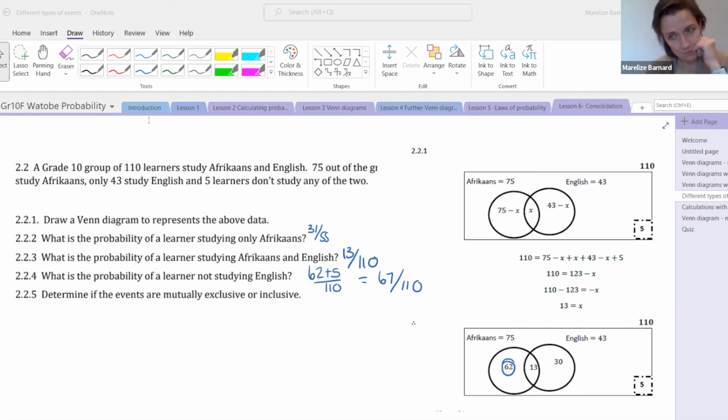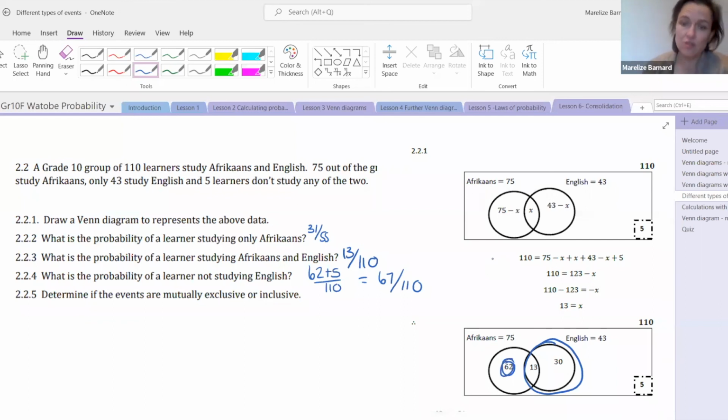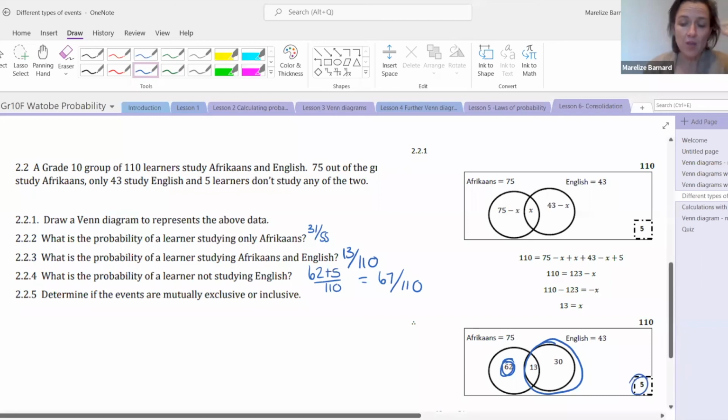Madam, please can I ask how did you get 67? The 67 are those people who are not studying English. So we don't look at anything that's in the English circle. So this is the English circle. We only count the 62 who only speak Afrikaans and the 5 who do not speak Afrikaans or English. So 62 plus 5 is 67 over 110.